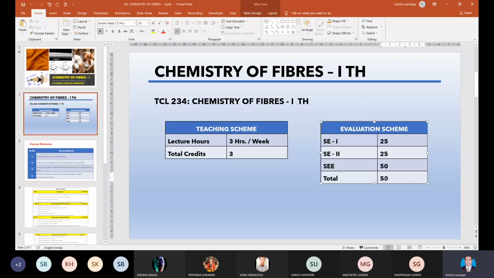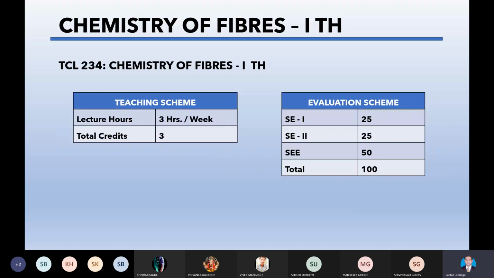So the final will be of 100 marks. So likewise, total 3 hours and 100 marks it is.